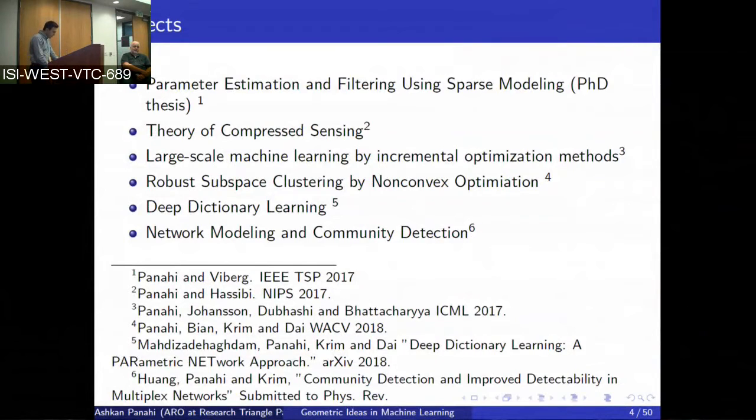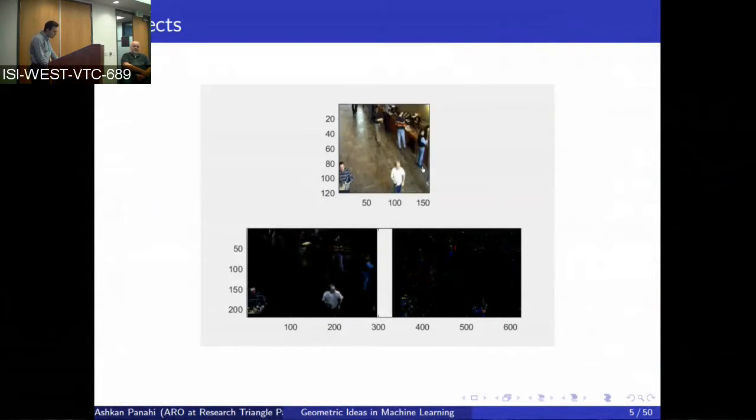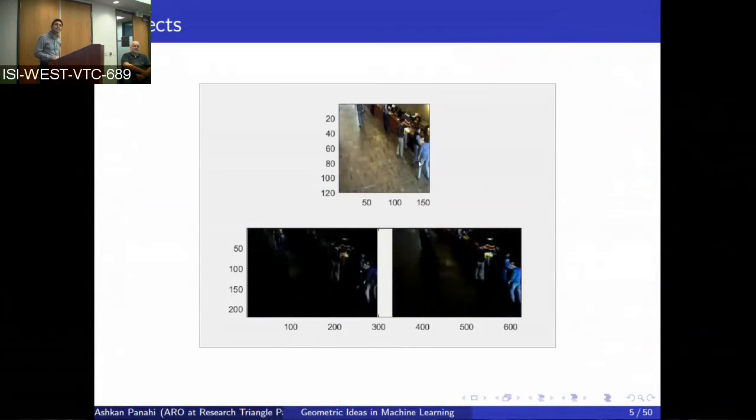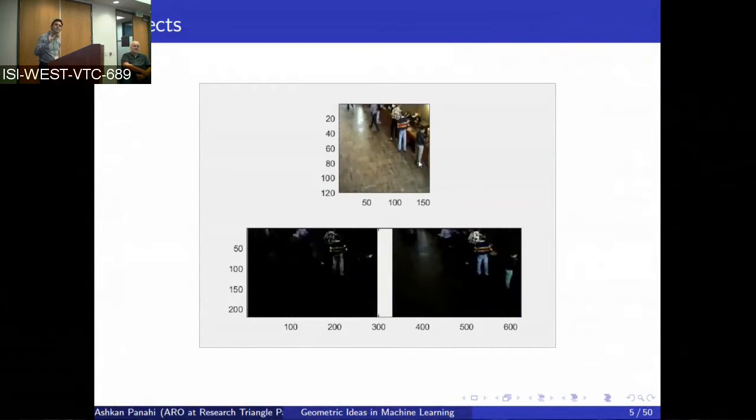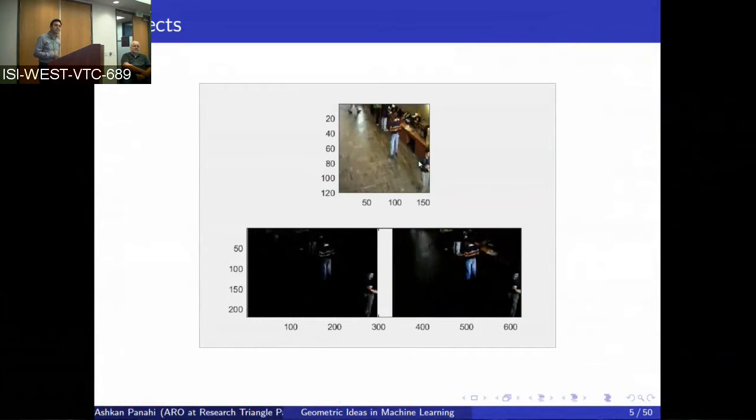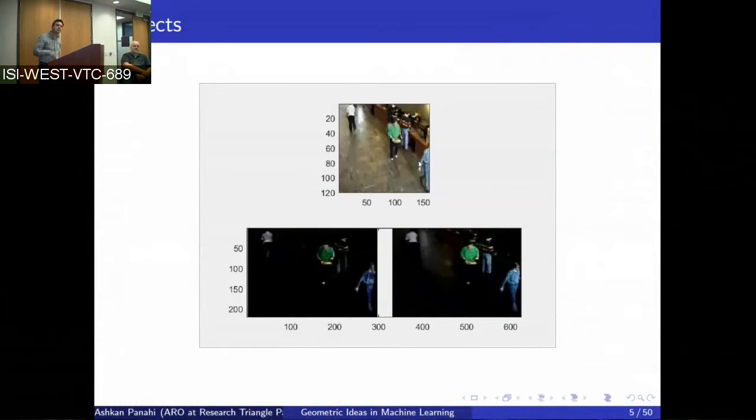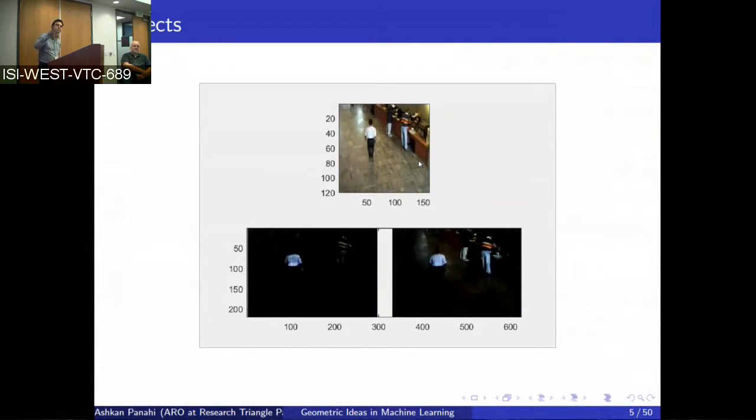All right, so just to show you a cool project that we did and finished this year. This is a project where we detect the motion, the moving parts in a video. So the top one is the original image. In the bottom, you see two things.